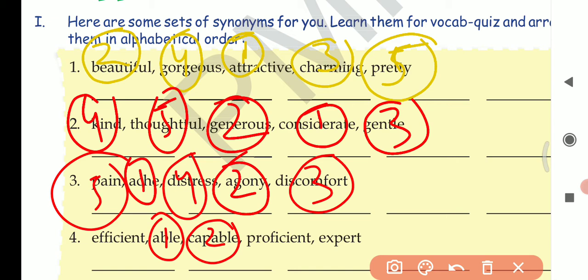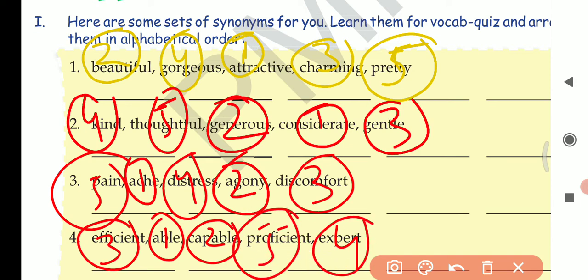With D we don't have. With E we have two words, efficient and expert. So E is common in both the words. So we will move to the second word. Second alphabet is F in efficient and X in expert. So what comes first, F or X? F comes first. The third will be efficient and fourth will be expert. And at last, proficient. Fifth one.